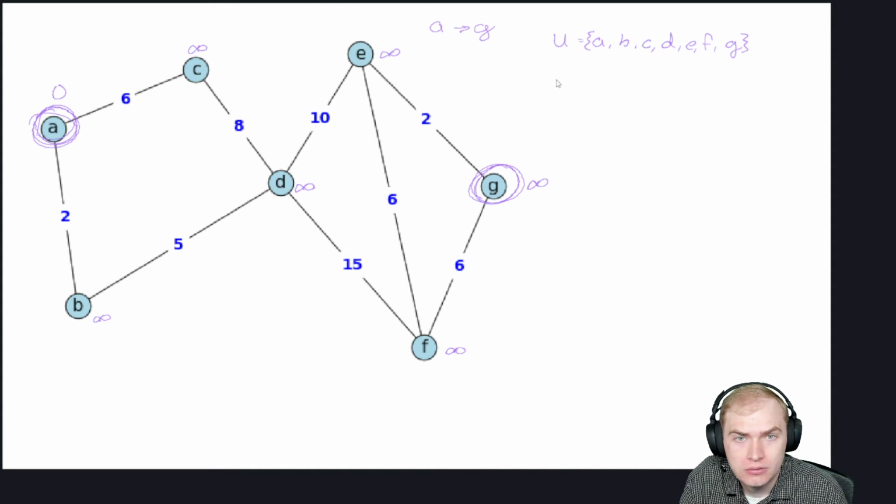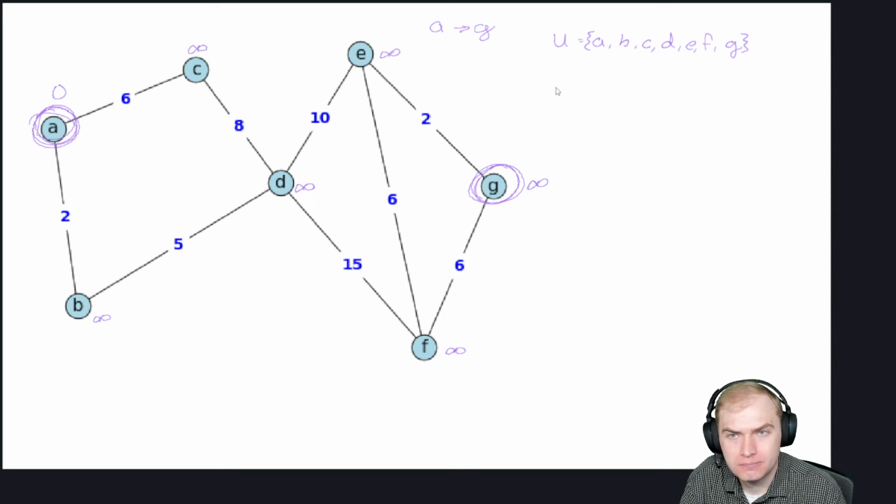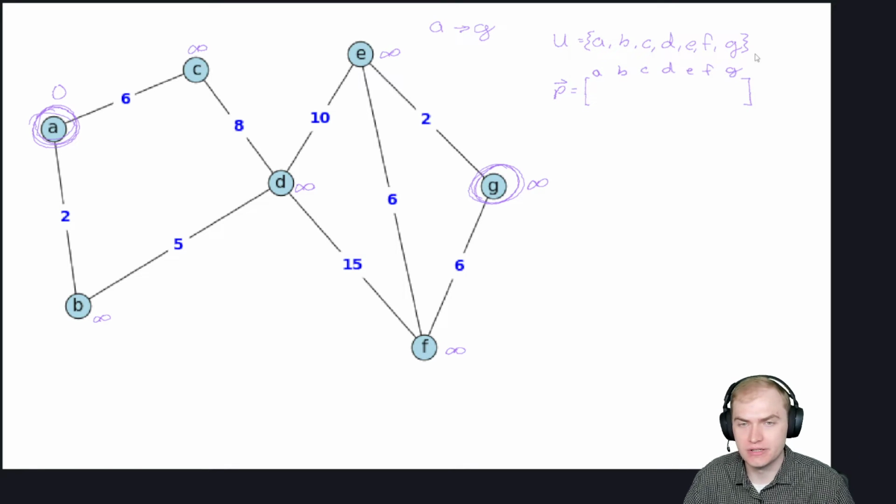Our prior visits is just going to be empty for now. But I'm going to go ahead and mark the locations of everything, where everything's going to go. And then our tentative distances, I'm going to bring down here.